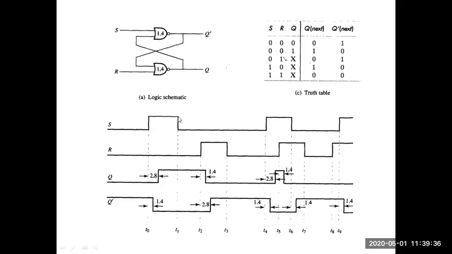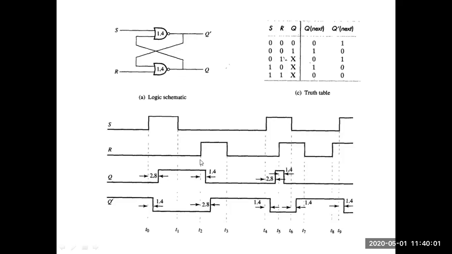Similarly here, when S becomes 0, R is also 0. From the table, when S and R are 0, 0, the next state will be the present state. Now see here, this time R is moving from 0 to 1. So after 1.4 unit time, Q will become 0.